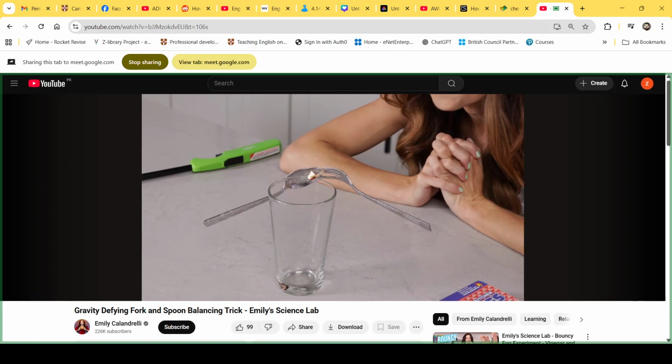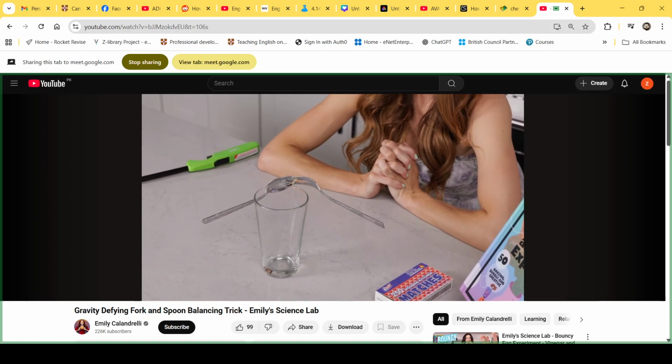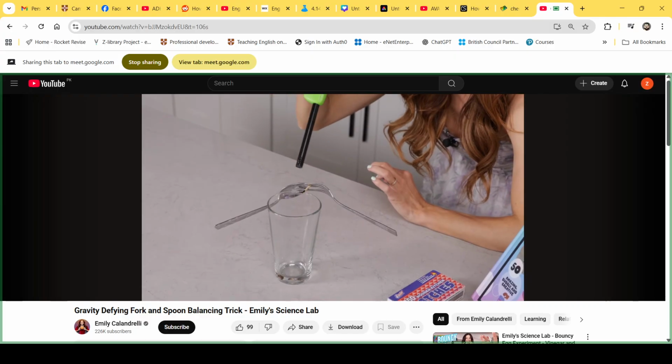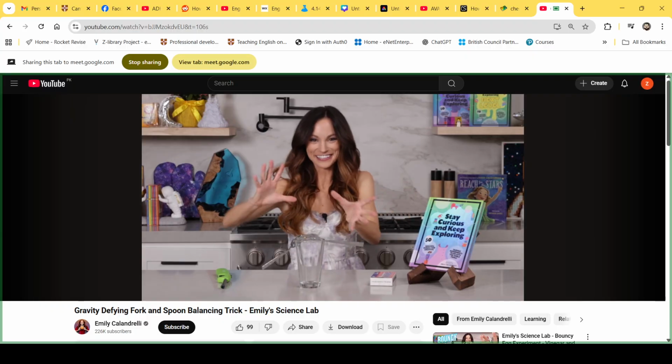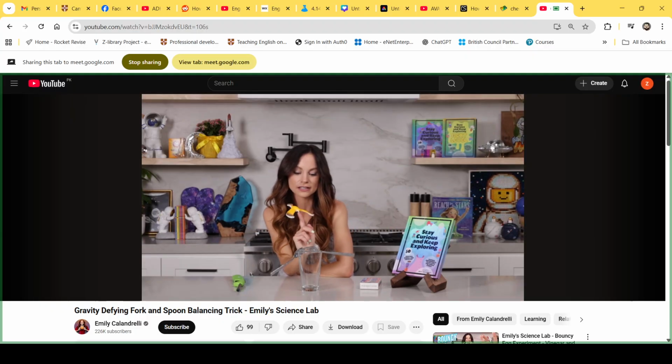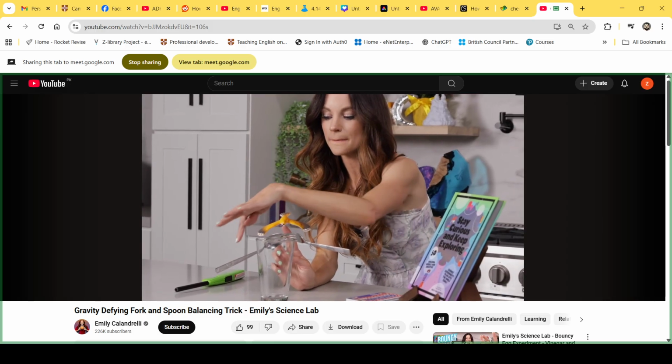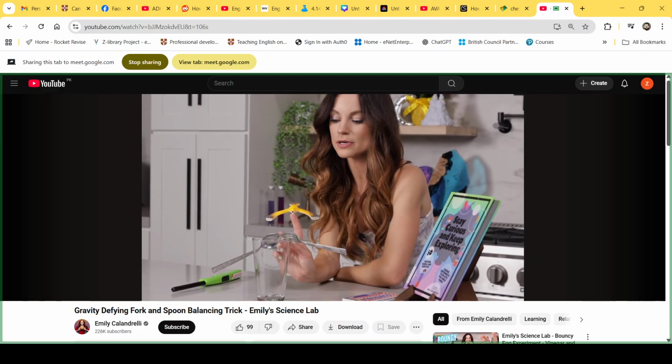Oh! Now watch this. How cool is that? It looks like it's defying gravity. That's basically the nose of the bird right there. These are the wings. That's the nose of the bird.